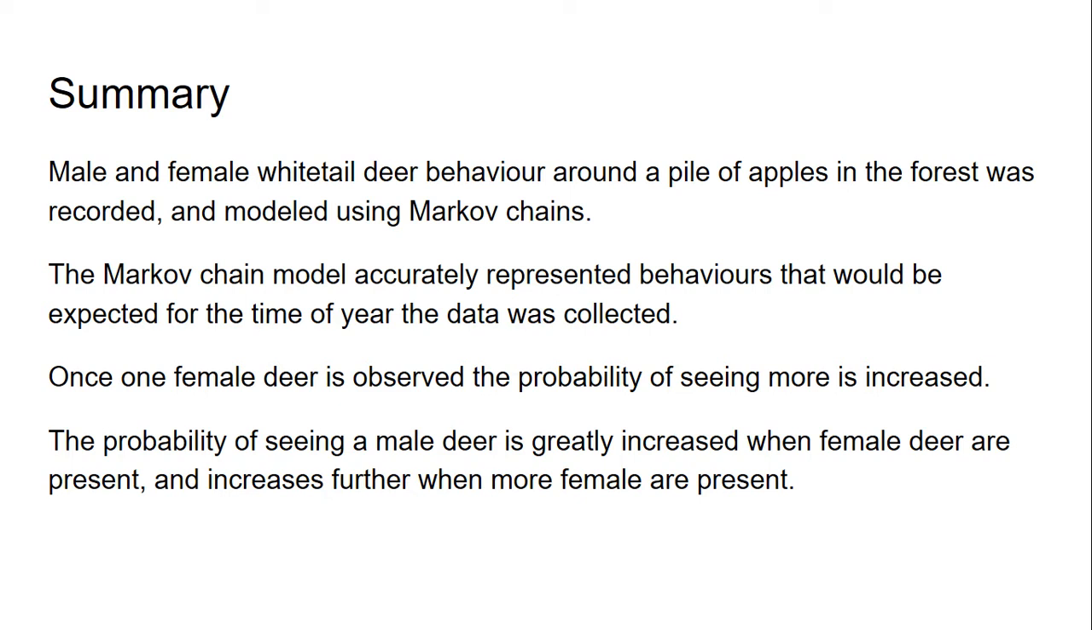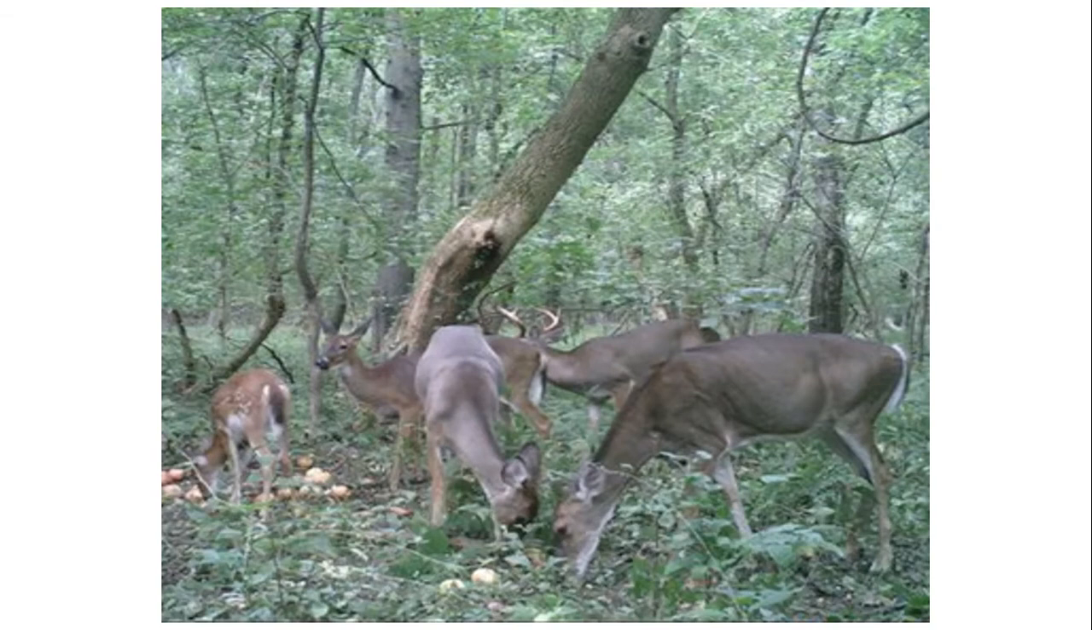We found that once one female deer was observed, the probability of seeing at least one more greatly increased. Also, the probability of seeing at least one male deer is greatly increased when at least one female deer is present. This picture visually represents the project. As you can see, there are multiple female deer plus one male deer around a pile of apples in the forest.